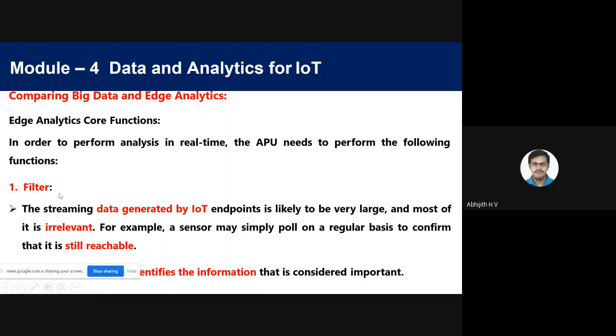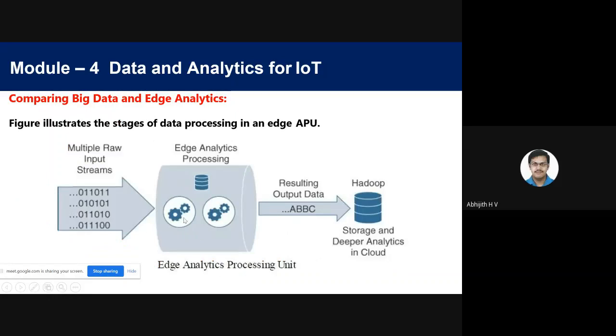The first important function is filter. The edge node can filter the data. It can remove some unwanted data which is present in the raw information. It can send only the required information to the cloud. Suppose there are hundreds of sensors deployed to sense the temperature. Almost all these sensors will have certain values only, or values within a certain range only.